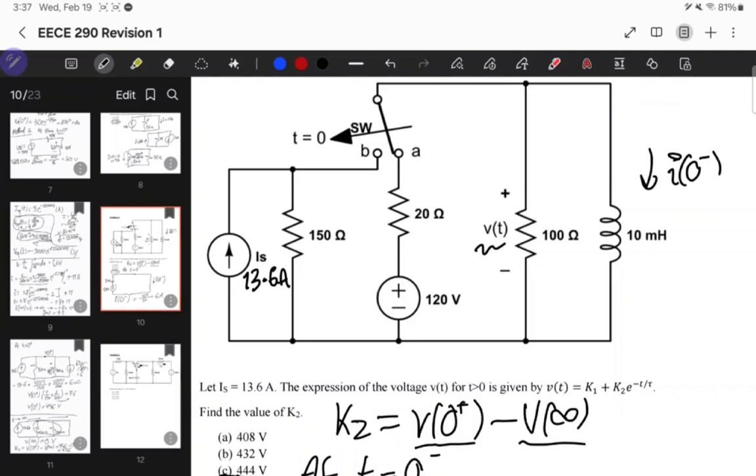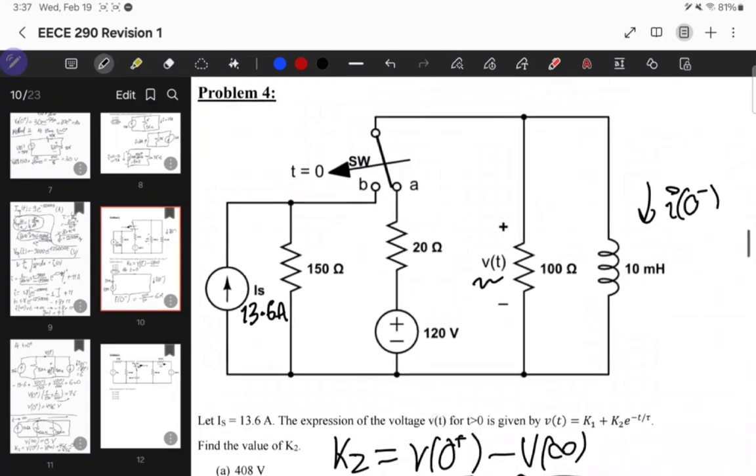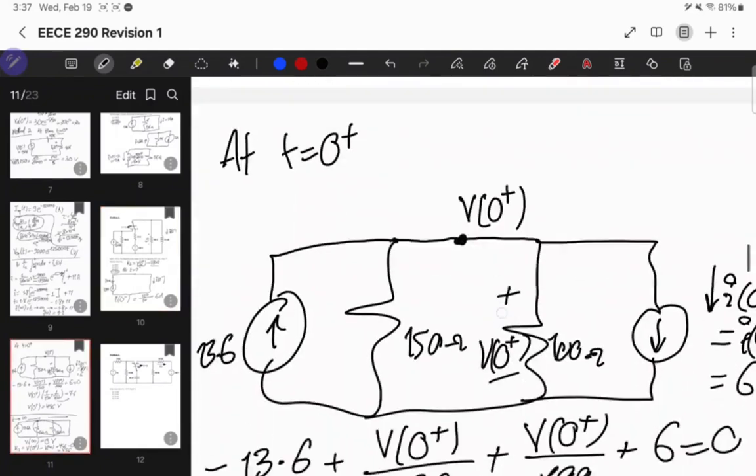We did KCL, or nodal basically. So nodal analysis or KCL, same thing. We got V at 0 plus. Finally, we got V at infinity by doing steady state analysis. So instead of the inductor, we replace it by a short circuit, and we see that the 100 and 150 are shorted, so the voltage across all is 0. Finally, we do K2 is V at 0 plus minus V at infinity, so K2 is V at 0 plus, and we get our answer.